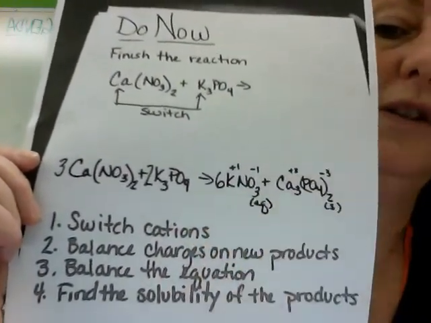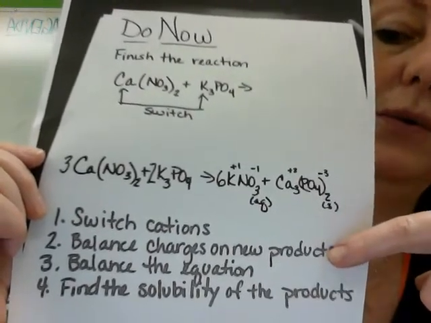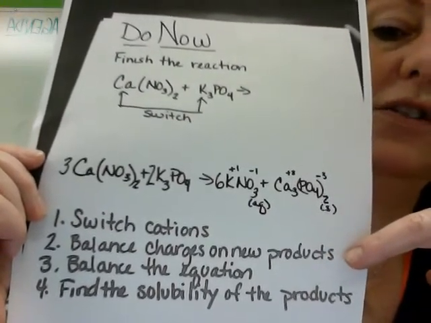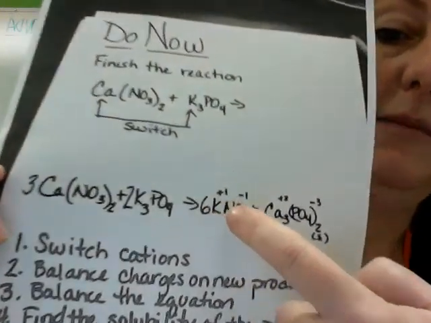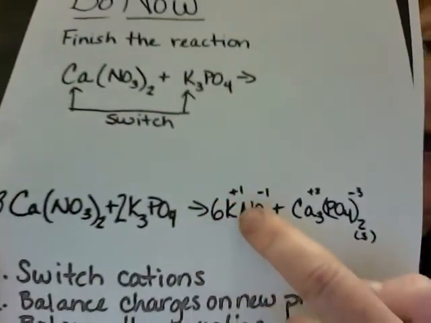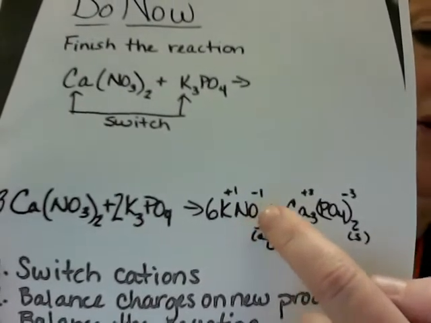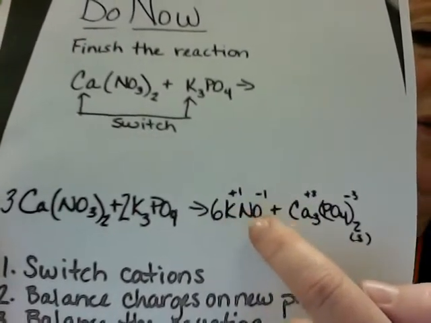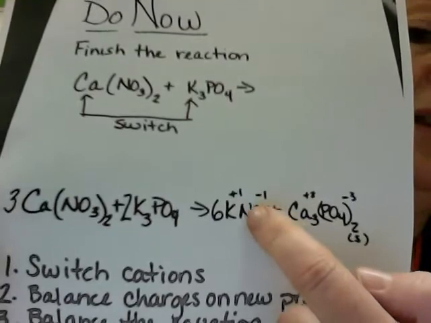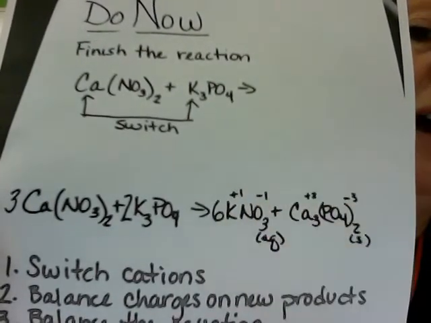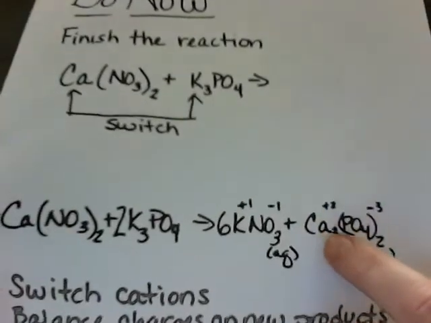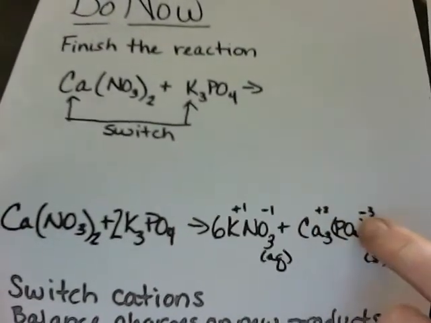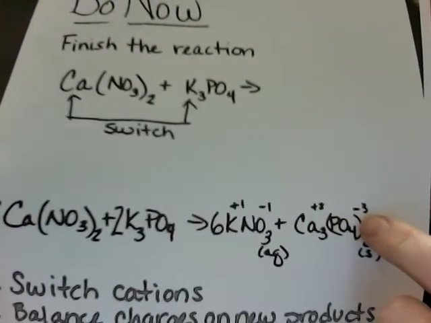So 1, we switched our cations. 2, we need to balance charges on new products. If you notice, I put in the charges. This would come from your ion sheets. Potassium is +1, nitrate is -1. They cancel each other out, so I just leave the compound as it is. Calcium is +2. Phosphate is -3.